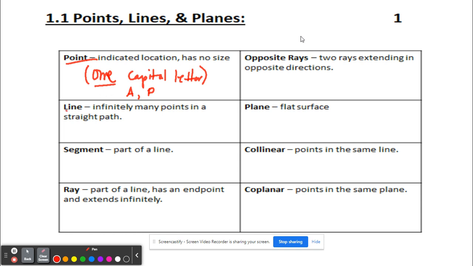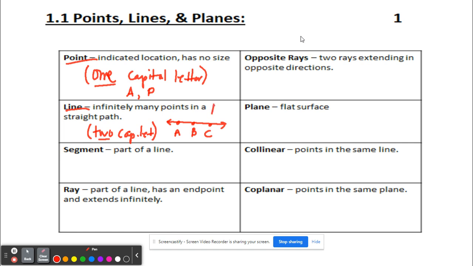And you say, why only one? Because when we get to a line, that is going to be two capital letters. Only two, no more than two. So let's say I've got this line right here. We'll call this A, B, and C. When I name this line, I can call it line AB. I can call it line AC. I could call it line BC. I could call it line CB, CA. I can use any two letters that are on this line, but only two. I can't use more than two.